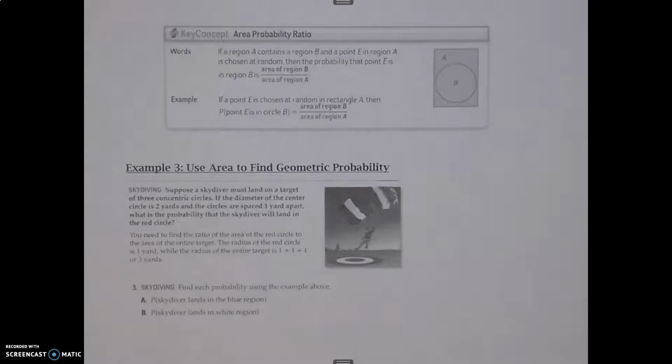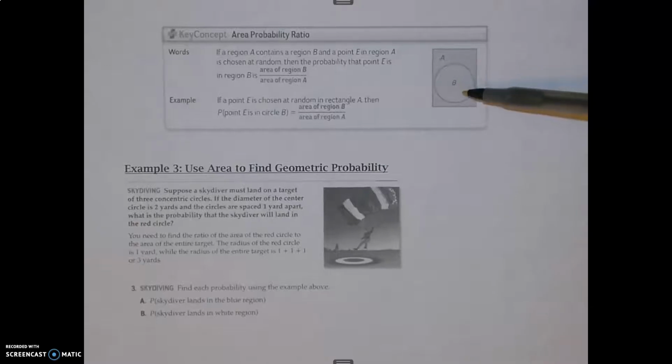We've looked at length and then we looked at volume, so now we're going to take a look at area. So if you look at the first example, we want a point E and it's chosen at random. And we want the probability that point E would actually be in the circle. So the probability that that would happen would be the area of circle B over the area of the entire rectangle for circle A.